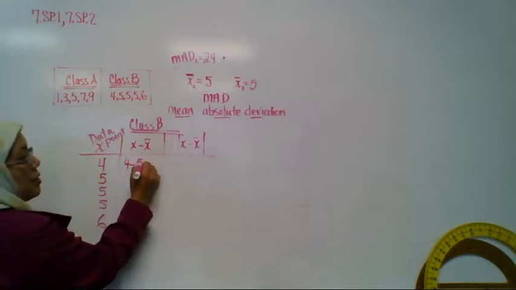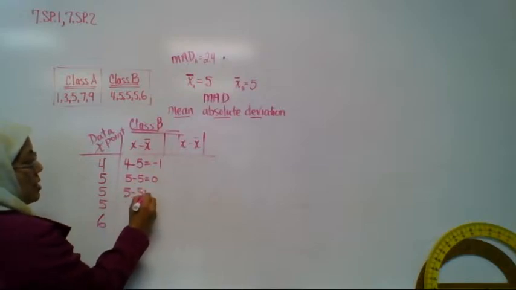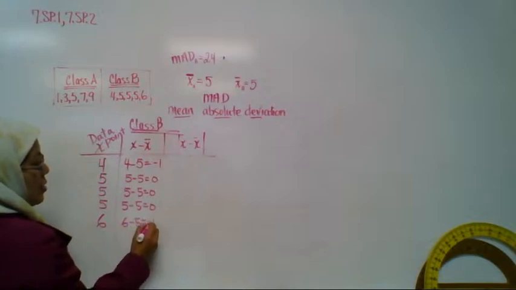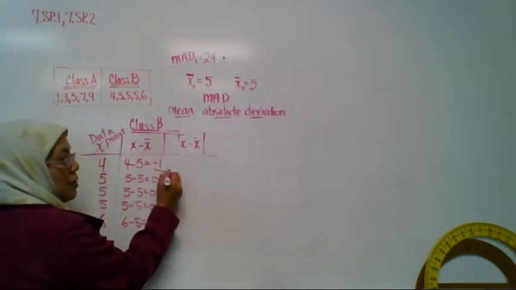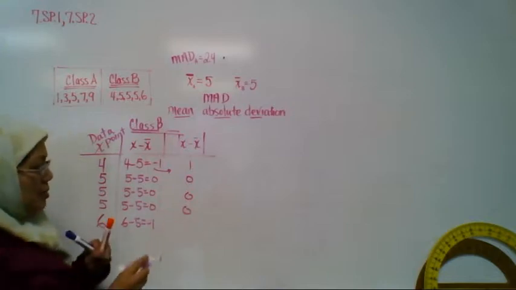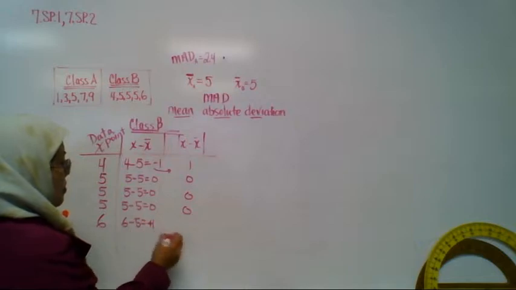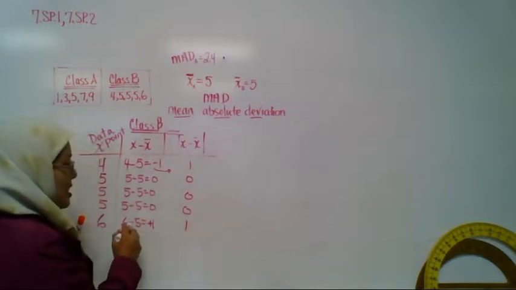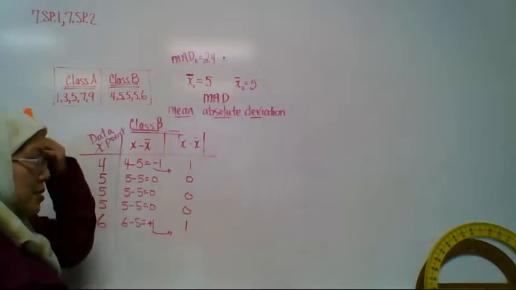So we're going to do this. 4 minus 5 is negative 1. 5 minus 5 is 0. 5 minus 5 is 0. 5 minus 5 is 0. 6 minus 5 is negative 1. And then we take the absolute value of everything. Okay? Absolute value of negative 1 is positive 1. 0 is 0, 0, 0. I'm sorry, I made a mistake already. 6 minus 5 is not negative 1. Sorry about that. All right, 6 minus 5 is positive 1. Positive 1 is just 1 when you take the absolute value of it.